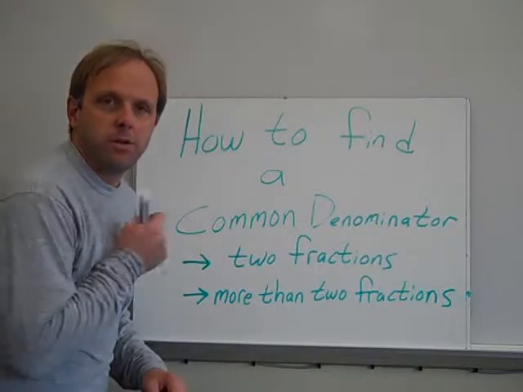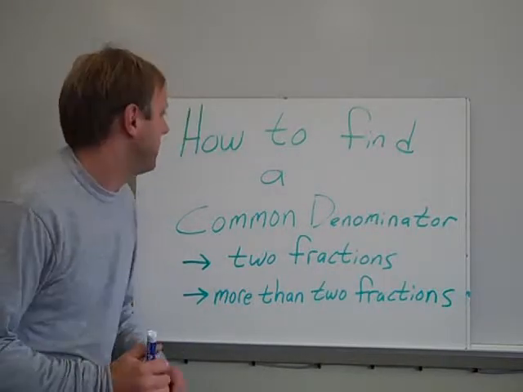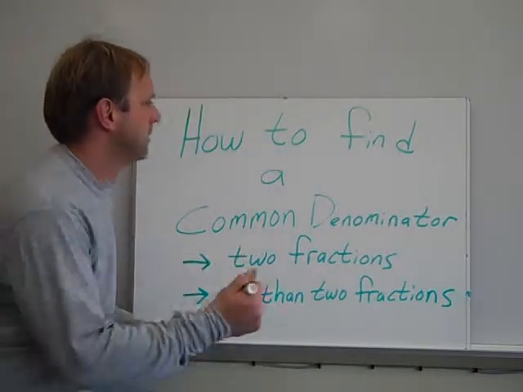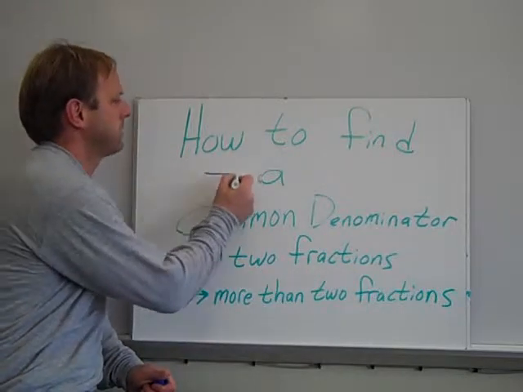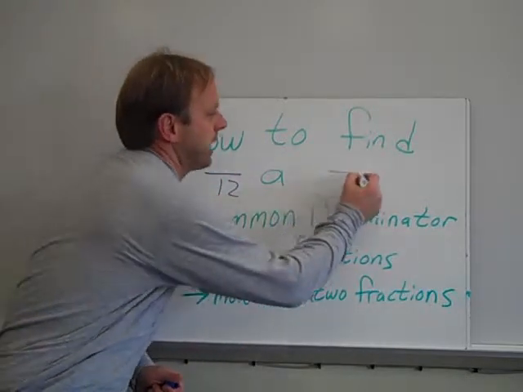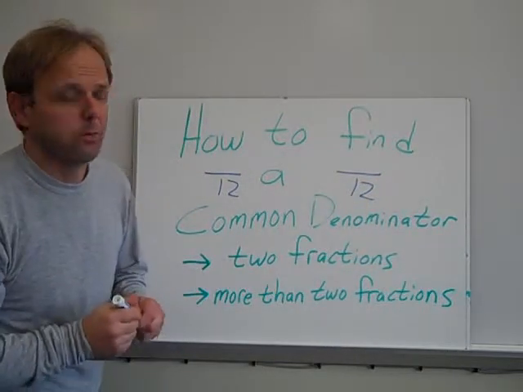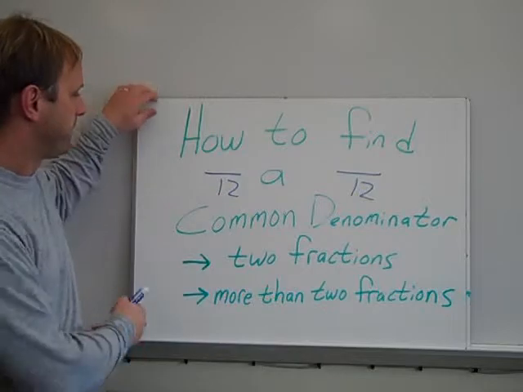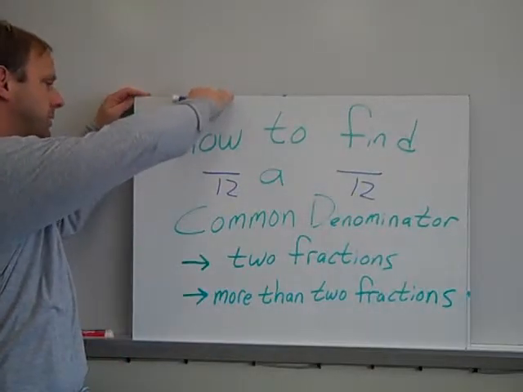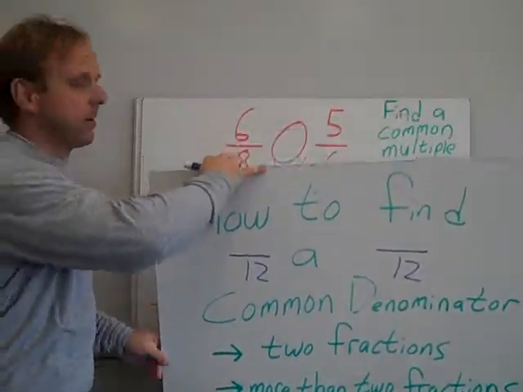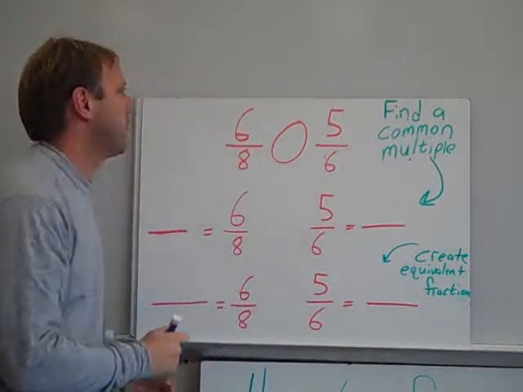Okay guys, I want to show you today how to find a common denominator. And what that means is, quite frankly, that your denominators on both fractions are the exact same number. So they are common. We'll look at that with two fractions and with more than two fractions. We begin with two fractions.